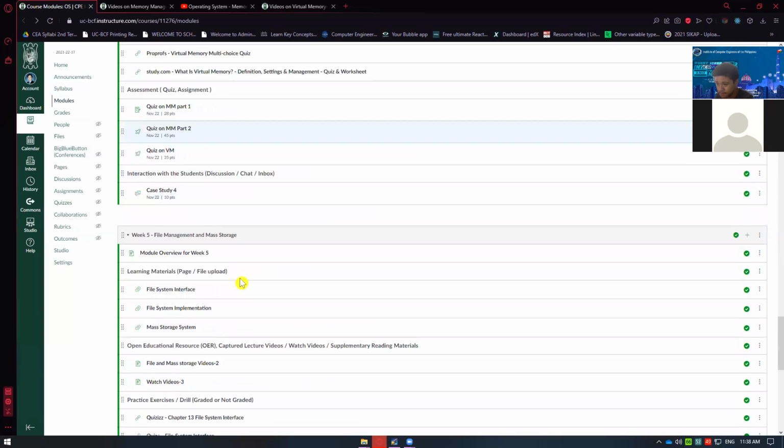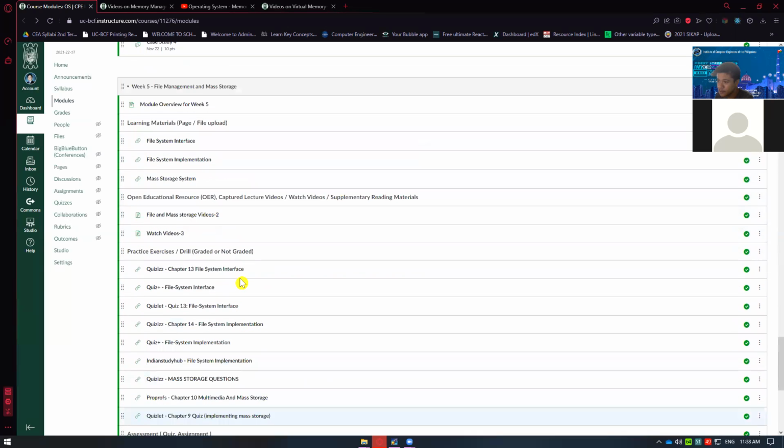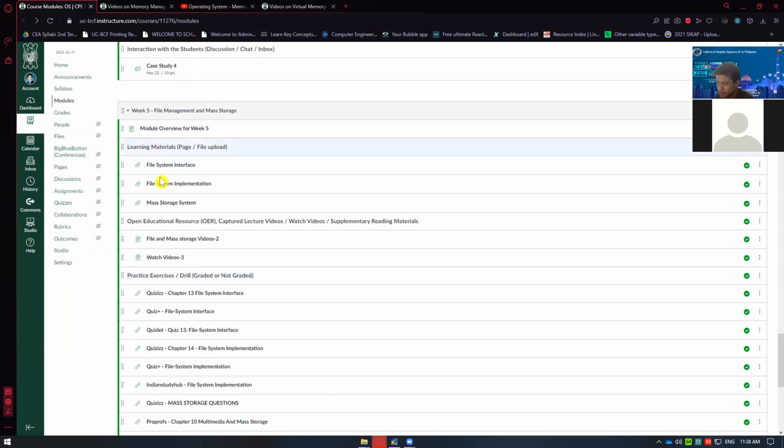All right. So yeah, that is just the change that I made regarding week 4, and the rest are the same. And under week 5, everything is the same, just different modules, of course. So we have 3 modules right here: file system interface, file system implementation, and then mass storage system.